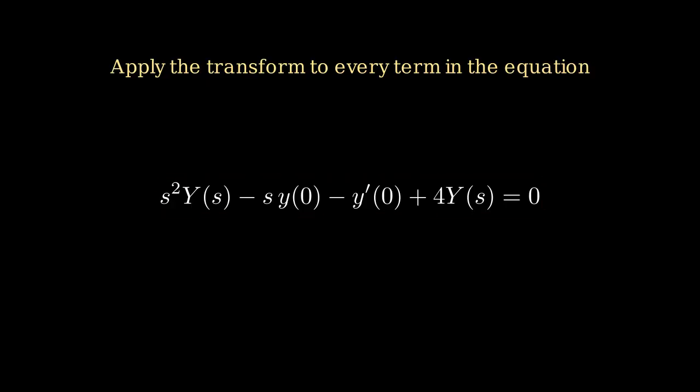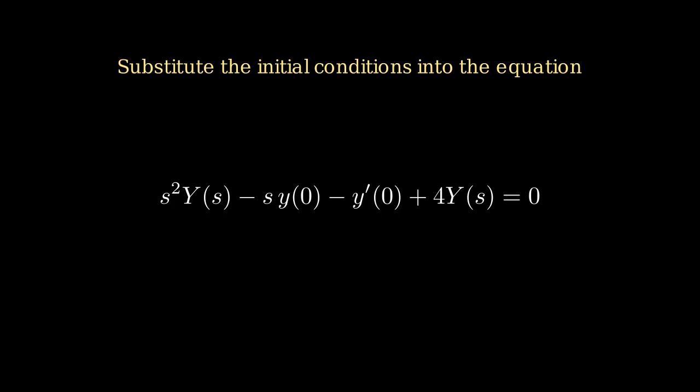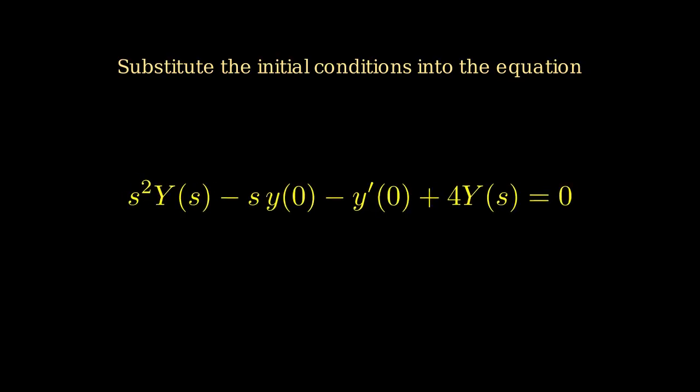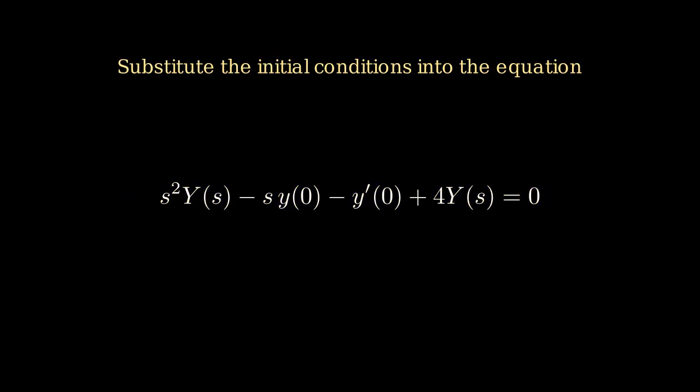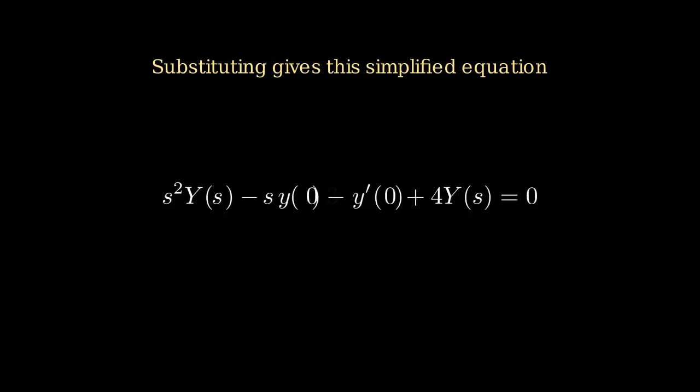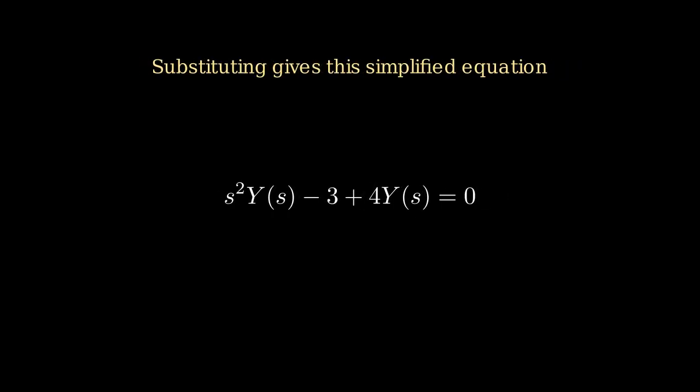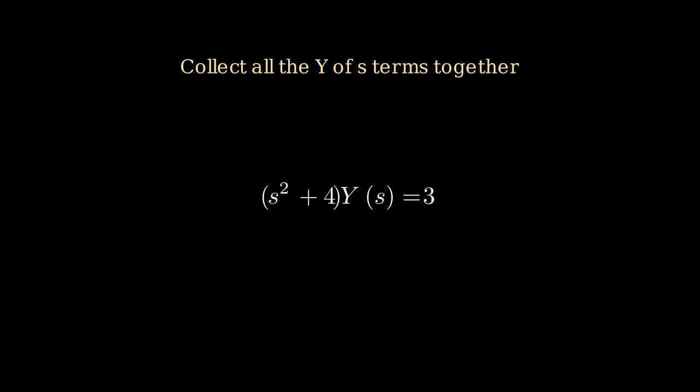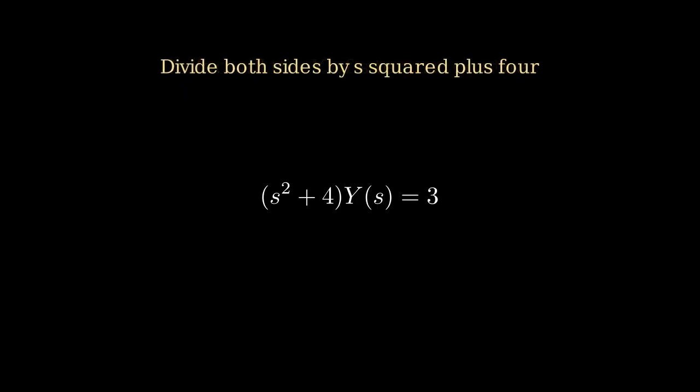Now substitute the initial conditions y of 0 equals 0 and the derivative of y at 0 equals 3 into that equation. This simplifies to s squared times Y of s minus 3 plus 4 times Y of s equals 0. Collecting the Y of s terms together gives the quantity s squared plus 4 times Y of s equals 3. Dividing both sides by s squared plus 4 gives Y of s equals 3 divided by the quantity s squared plus 4.